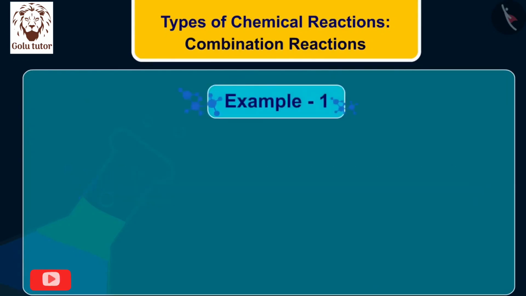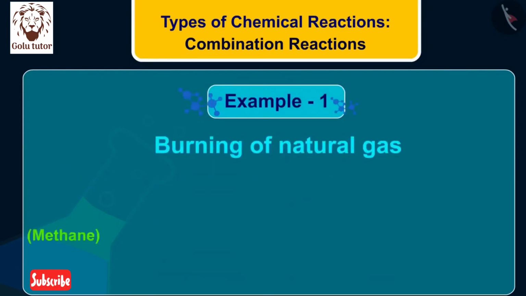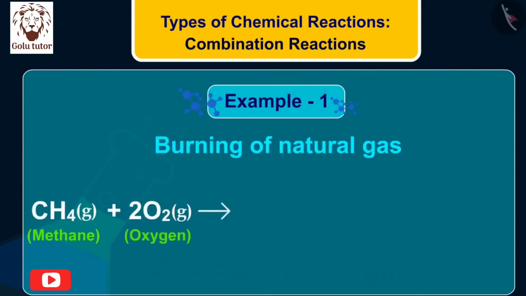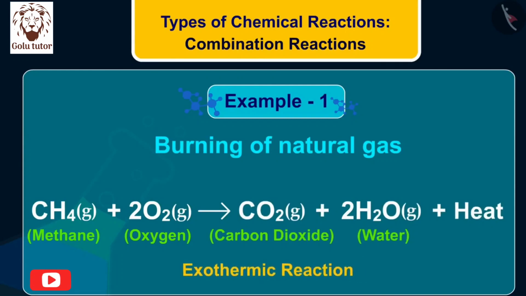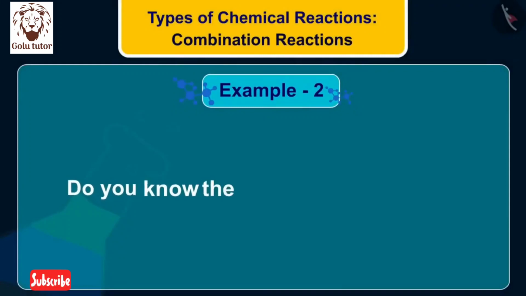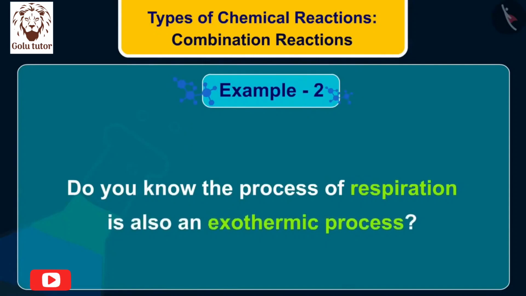The first example is burning of natural gas. Methane, CH4, when burnt in air, reacts with oxygen to form carbon dioxide and water along with a large amount of heat. So, it is an exothermic reaction. Do you know the process of respiration is also an exothermic process?